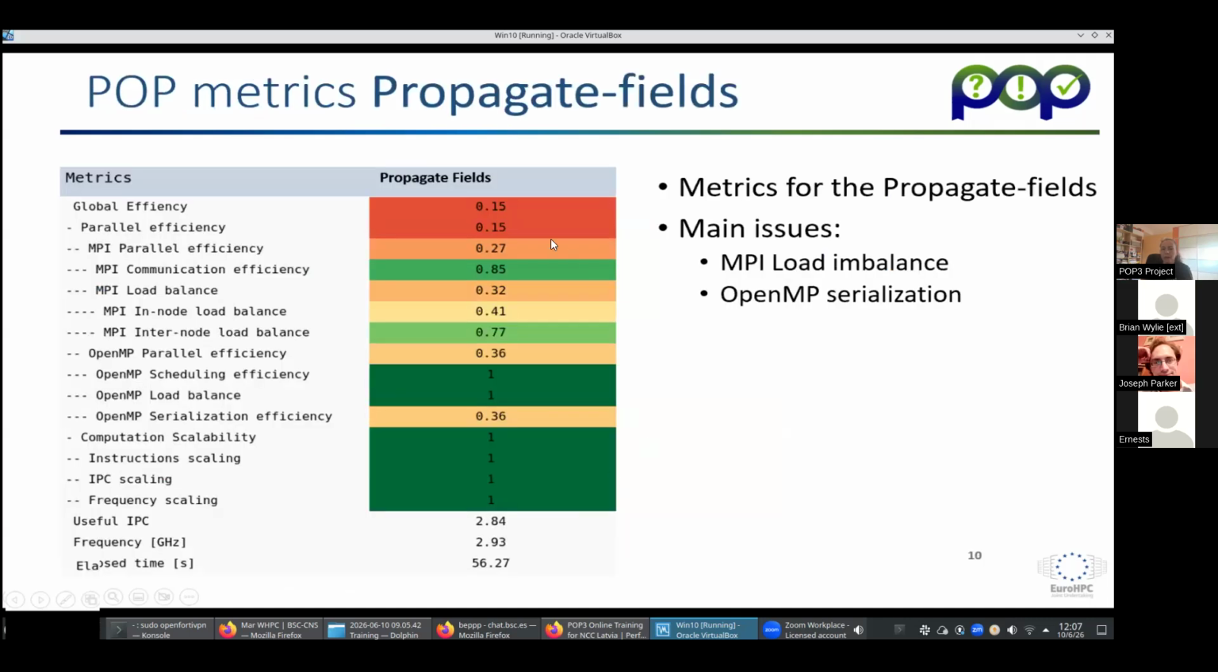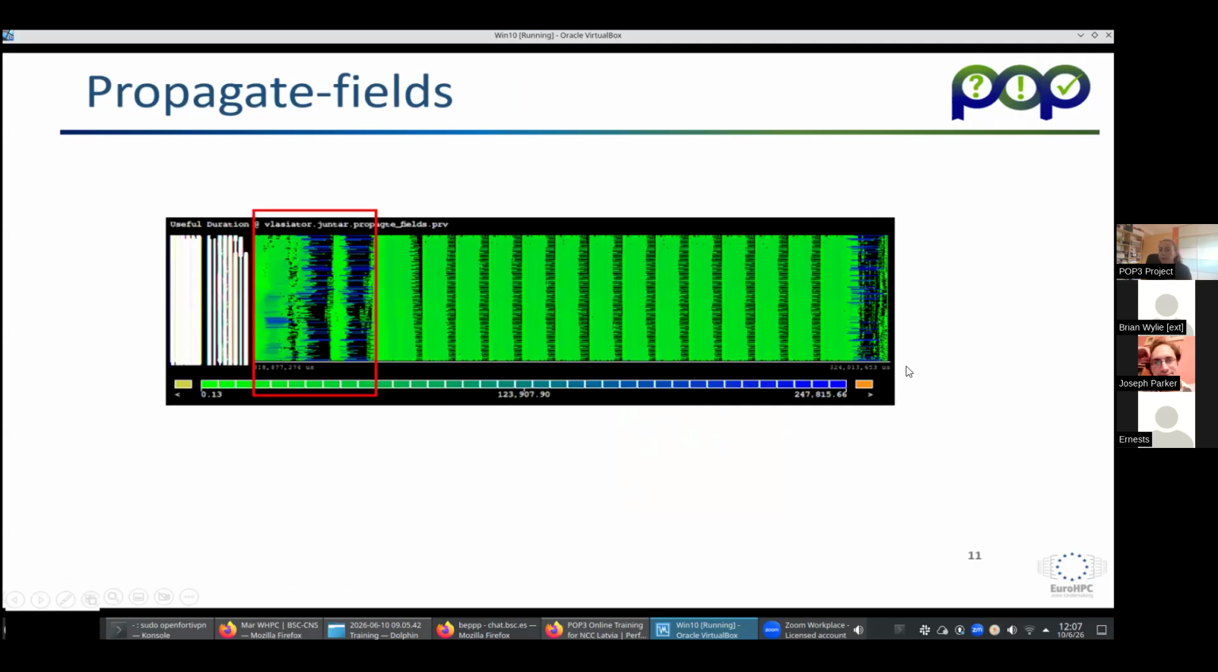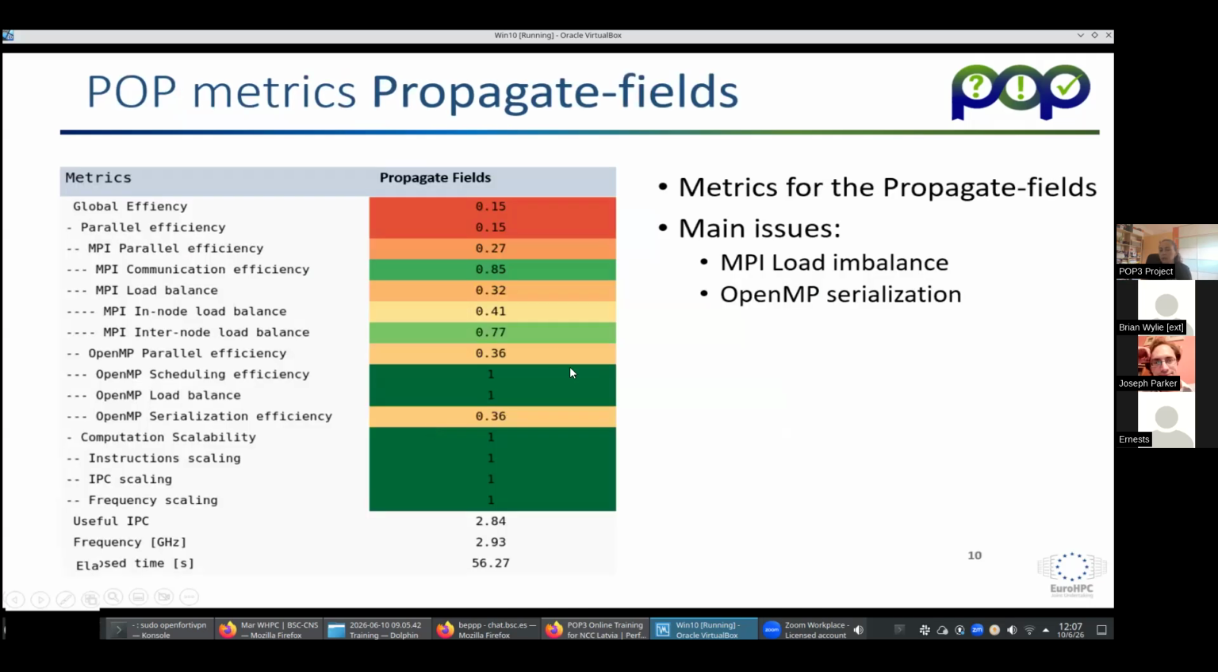So now again, we get the metrics for the propagate fields region only, for that small part that I was mentioning before. And what we see is that the main issues are the MPI load imbalance, where we see a very low value, and the OpenMP load balance, the OpenMP serialization value, that is very low also. So we have 2 metrics that are very low, and those are the ones that we are going to analyze. So now we open the trace knowing that what we want to look for is MPI load imbalance and OpenMP serializations.